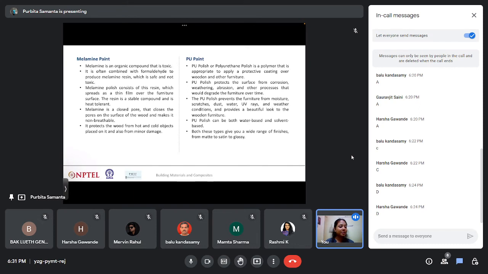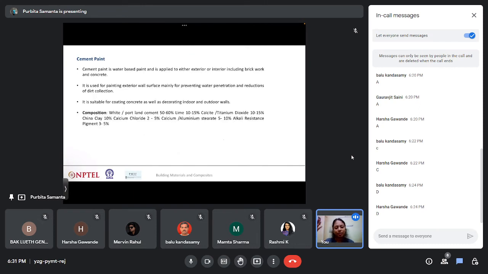And then coming to the cement paint, it's mostly applied on the exterior surface, but sometimes cement paint can be used in the interior. But mostly we see this particular cement paint being used outside, because it has a very important property, where it prevents any kind of water penetration and also reduces dirt collection. So this is something very important to provide on the outer surface, right? That is why cement paint is a very well known and well used paint on the exterior surface.